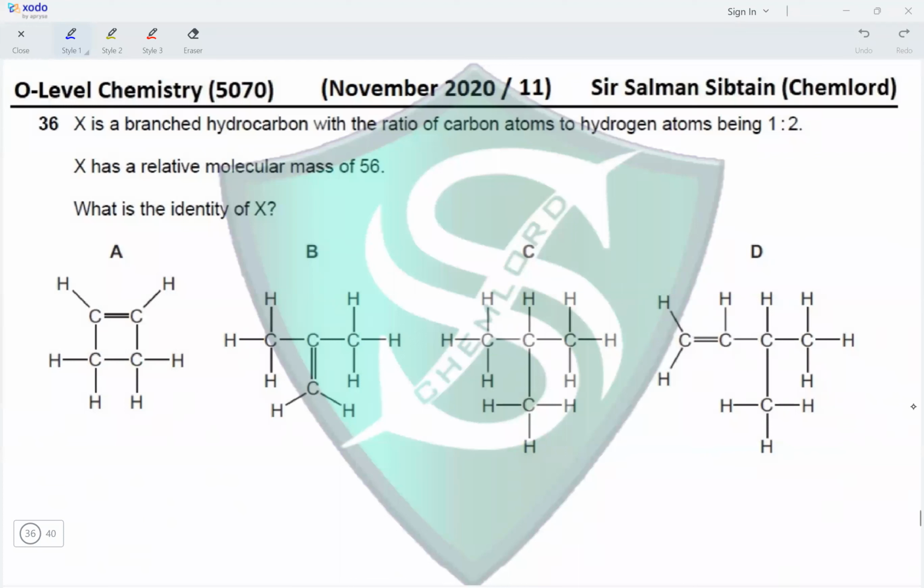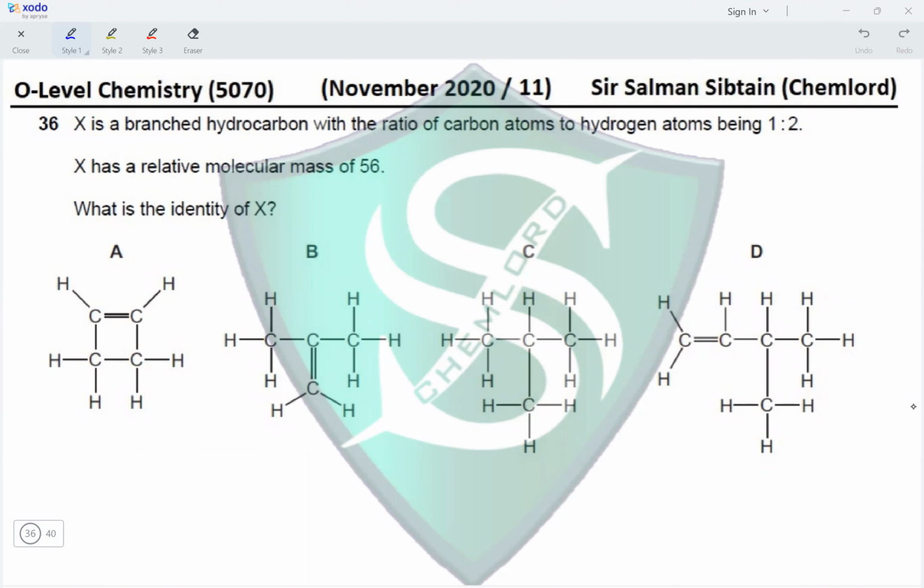Question 36. X is a branched hydrocarbon with the ratio of carbon atom to hydrogen atom being 1:2. Okay, that means hydrogen is twice that of carbon atom. X has a relative molecular mass of 56. What is the identity of X? So let's do the ratio thing, that is easier.